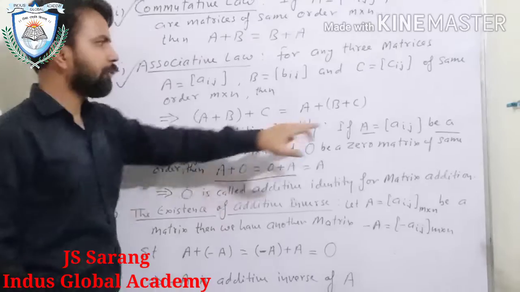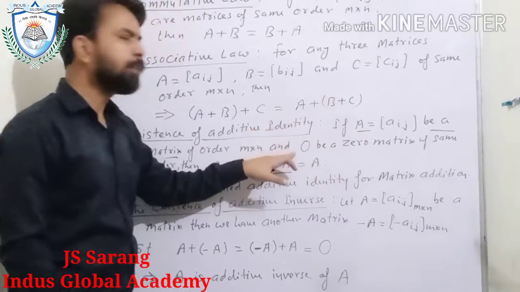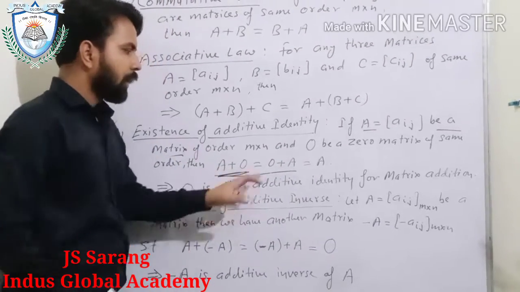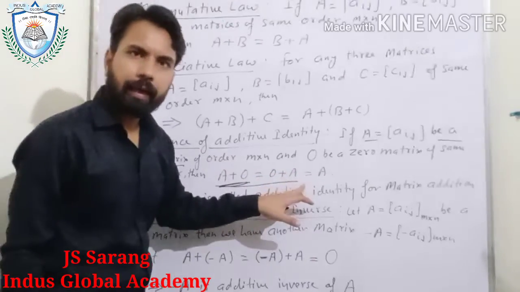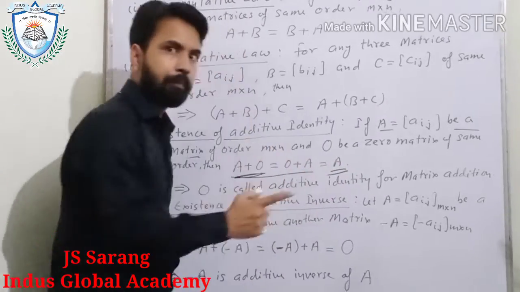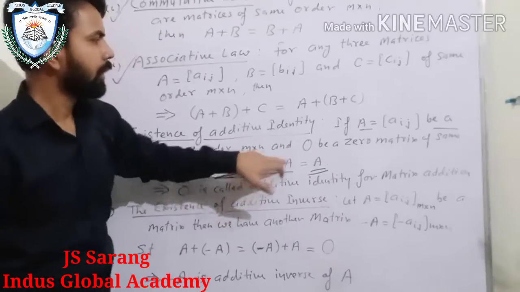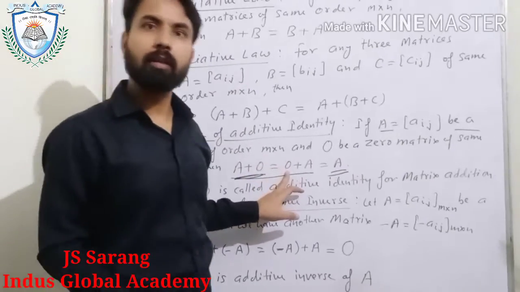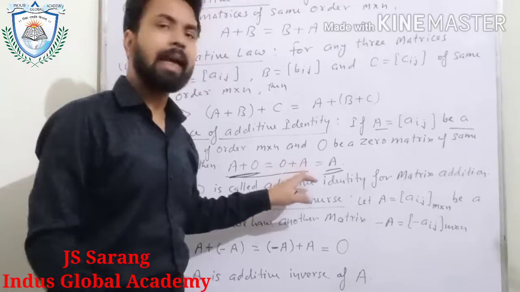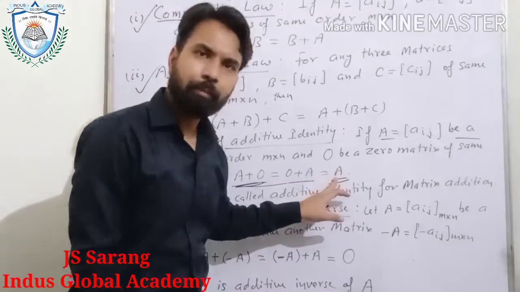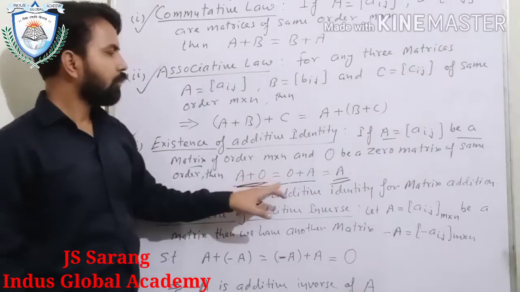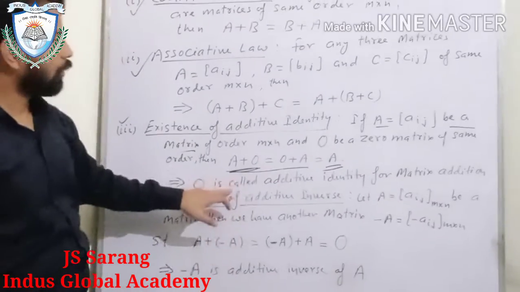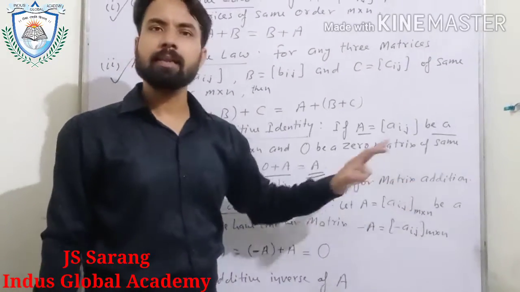So the same here, if A is any matrix of order m by n and O is a zero matrix of the same order m by n, then the sum of A and O equals the sum of O and A, which gives us A. The sum of these two matrices is equal to the matrix A, because in a zero matrix all the elements are zero. Then the sum of zero and any element will give the same element. So we will get the same matrix A. So A plus O equals O plus A equals A. Then we can say that the zero matrix is called the additive identity for matrix addition.